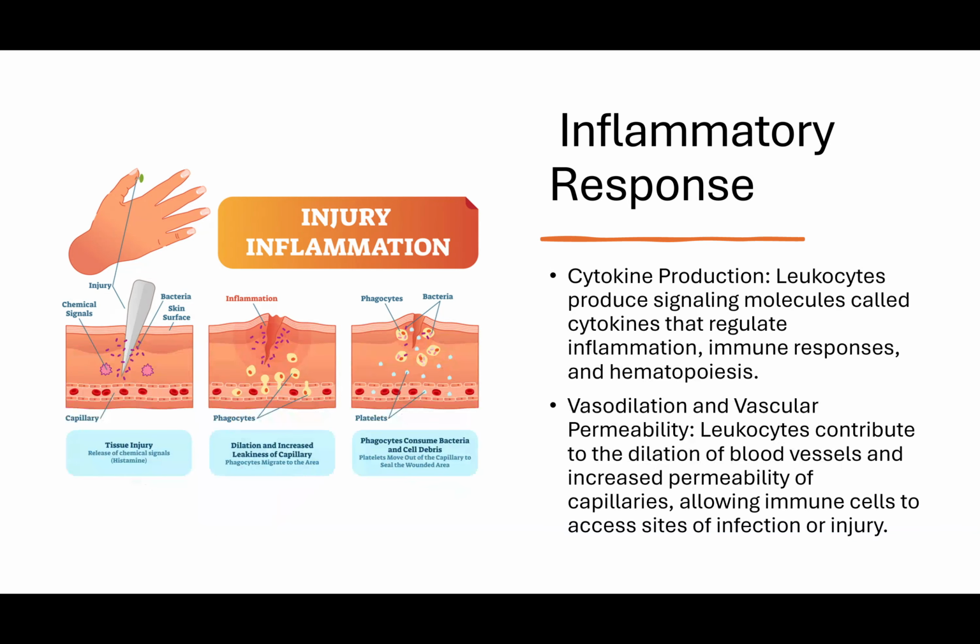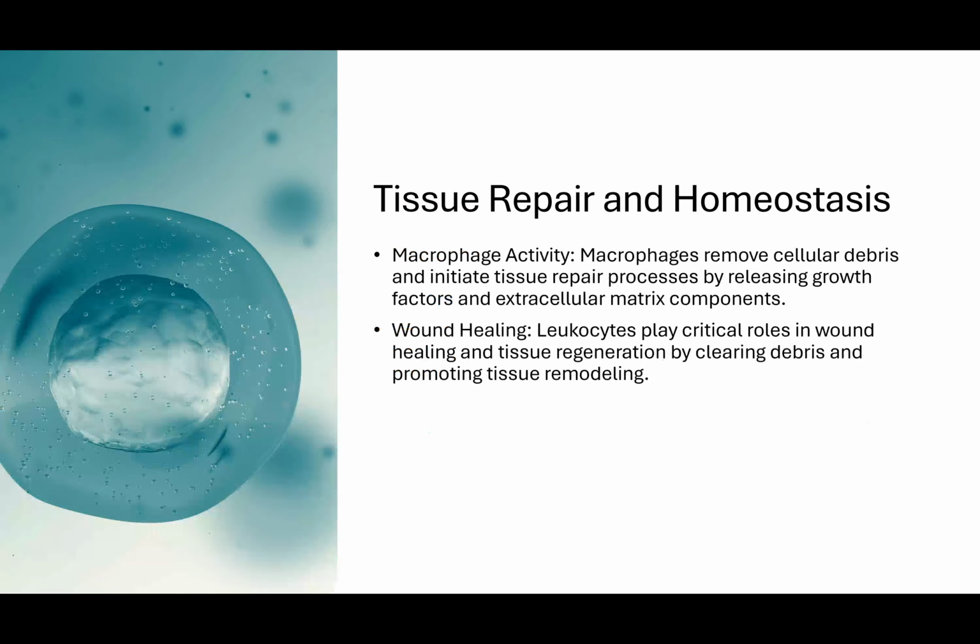The inflammatory response is also there as well. Usually this is the case of the mast cells. But our leukocytes, specifically mast cells, will actually increase the production of cytokines and regulate inflammation, immune responses, and what we call hemopoiesis. So we have vasodilation, vasoconstriction, and permeability. So we're going to have more of that occurring when we have an infection. So we have swelling occurring. So that's one of the other functions of our leukocytes.